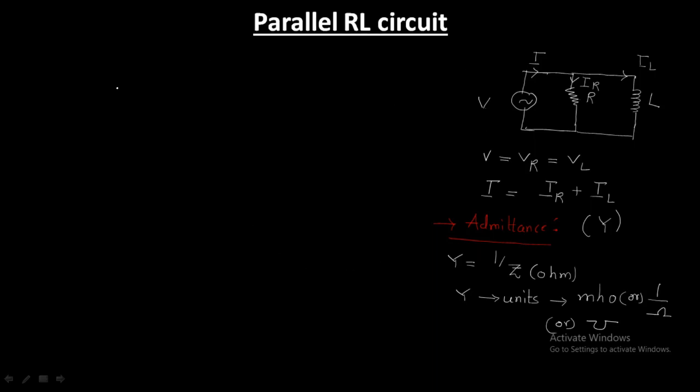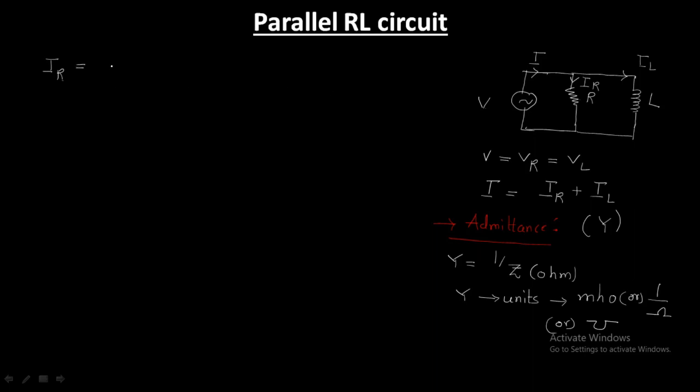Now we will enter into the parallel RL circuit. In this parallel RL circuit, just look here. The voltage is the same, the current is divided. So we will discuss each and every voltage and current here. The supply voltage, the voltage across the resistor and the voltage across the inductor are the same, but the current is different. Now we have to find the current through the resistor, IR.